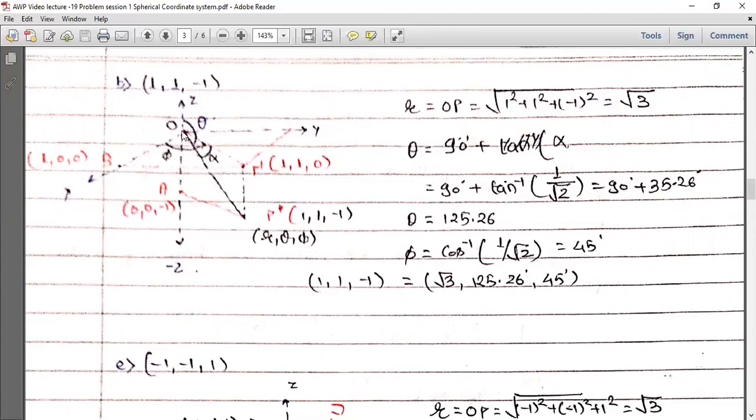The angle theta will be the angle between OP and positive z axis, as you can see. And this angle theta is greater than 90 degree. Why is this angle greater than 90 degree? Because OP is below the xy plane, and that's why this angle will always be 90 plus something. We consider that this angle theta can be written as 90 degree plus alpha. As you can see here, this angle alpha is the angle between OP and xy plane.